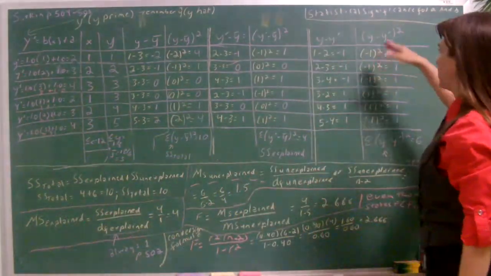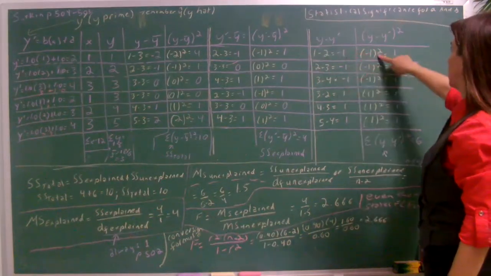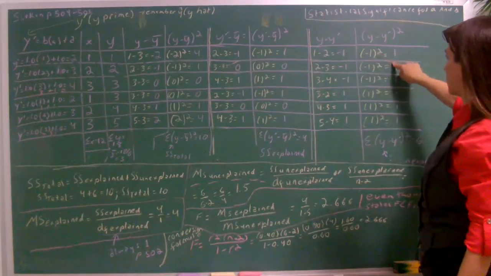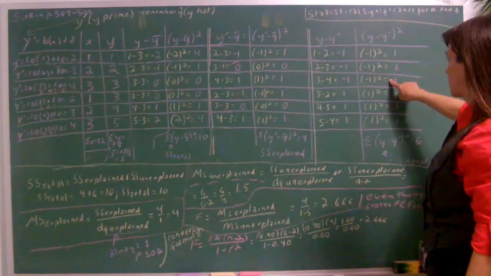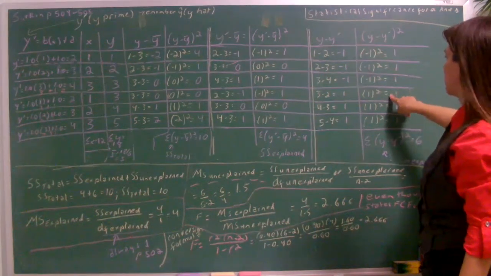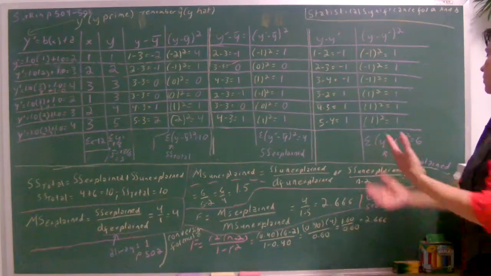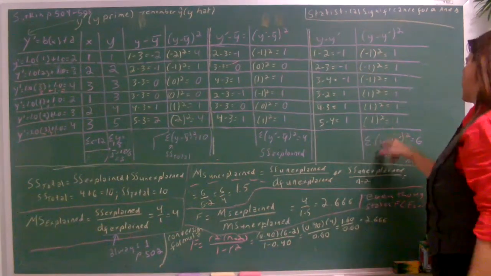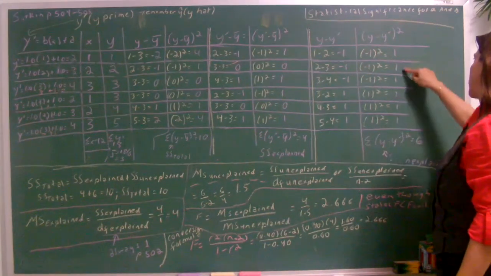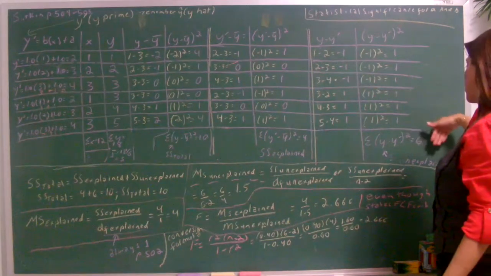What we're going to do now is, again, square that answer. So negative 1 times negative 1 is 1, negative 1 times negative 1 is 1, negative 1 times negative 1 is 1, 1 times 1 is 1, 1 times 1 is 1, 1 times 1 is 1. So this is the sum of that column, the summation of all that. 1 plus 1 plus 1 plus 1 plus 1 plus 1 equals 6.